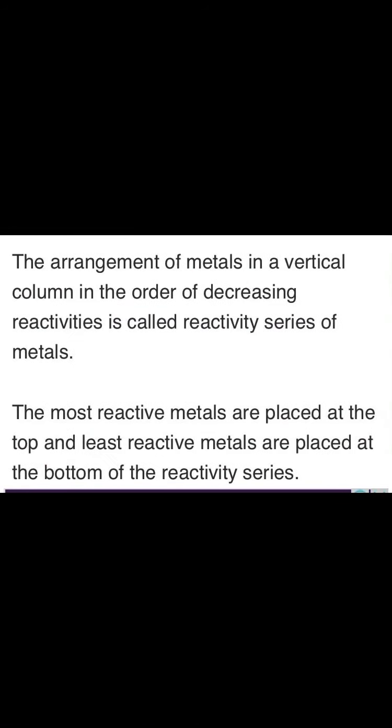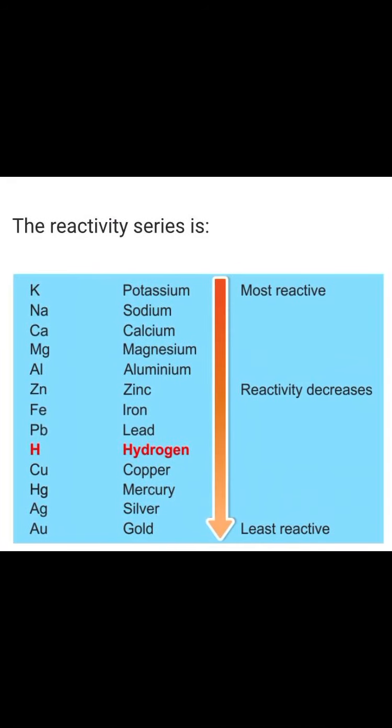The arrangement of metals in a vertical column, in the order of decreasing reactivity. That means which metal is more reactive will be at which position, higher or lower. If the order is decreasing, the metal which is more reactive will be at the top. Most reactive metals are placed at the top and the least reactive metals are placed at the bottom of the reactivity series. It is the arrangement of metals in the order of their reactivity, but the order is decreasing order.